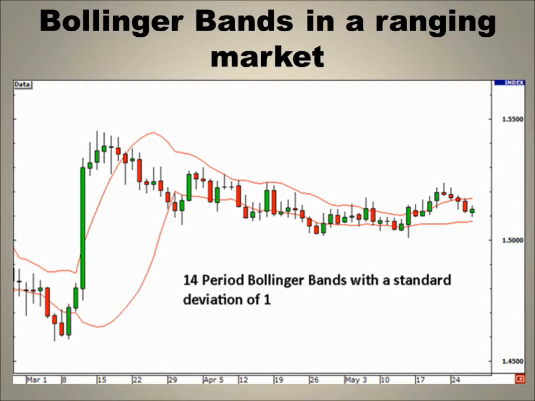So again, ADX can tell us whether or not we have a trend that's for real. Okay, Bollinger Bands in a ranging market. And again, here we have a 14 period Bollinger Bands with a standard deviation of 1. Notice that we have some ranging happening here, and the candlesticks tend to gravitate more towards the middle of the two bands. Sometimes the candlesticks will test those bands as well.